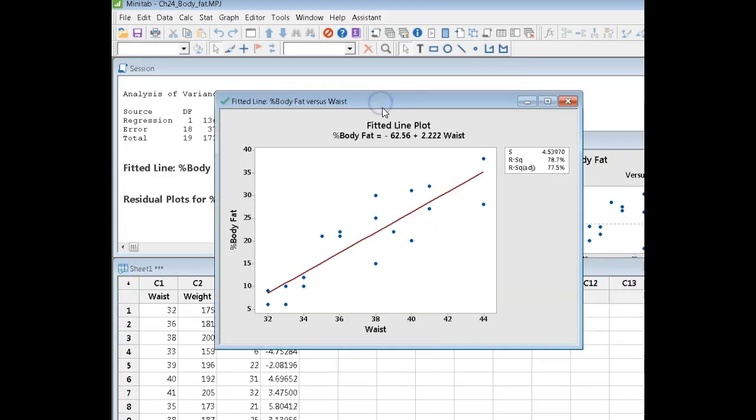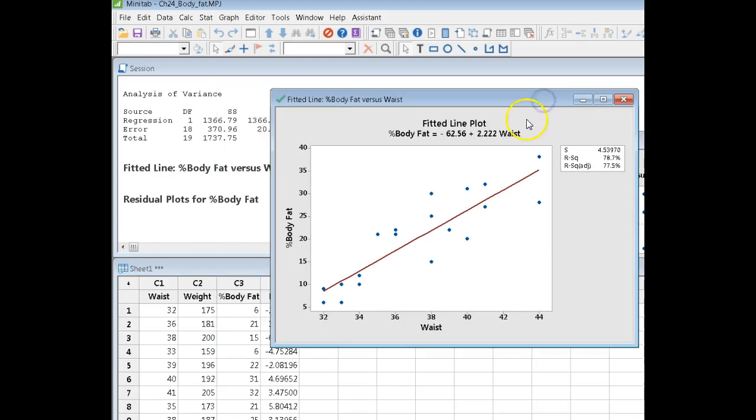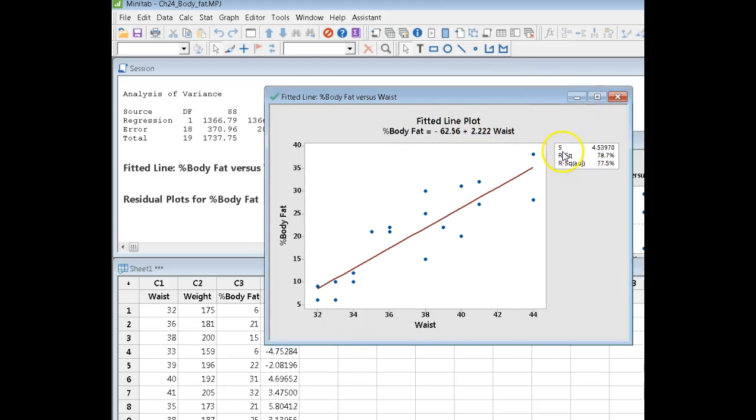The very first plot we look at is the one that shows me the relationship between percent body fat and waist size. Minitab has indicated the line of best fit, and even without the line of best fit being here, this relationship looks pretty linear. I get the equation for the line of best fit. The formulas for how that's calculated are in Chapter 7. So we get a y-intercept of negative 62.56 and a slope of 2.222.